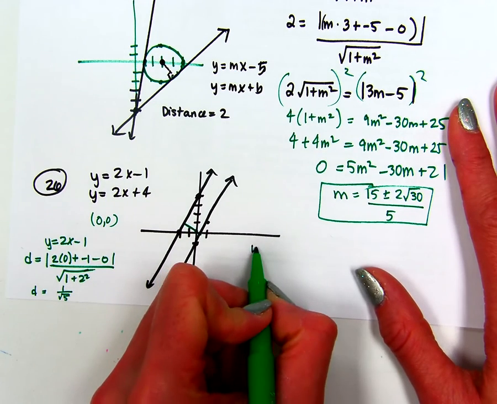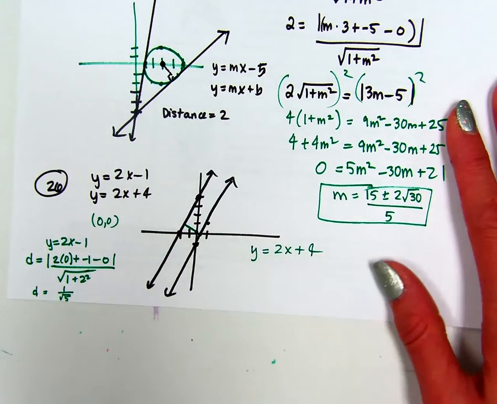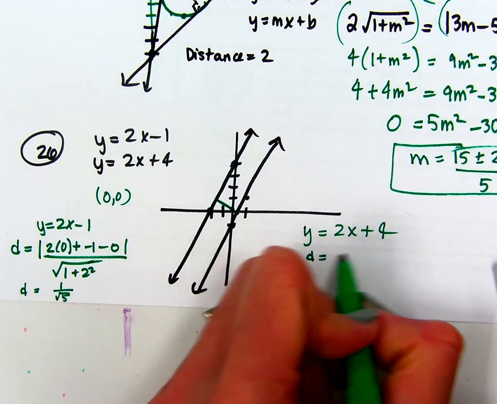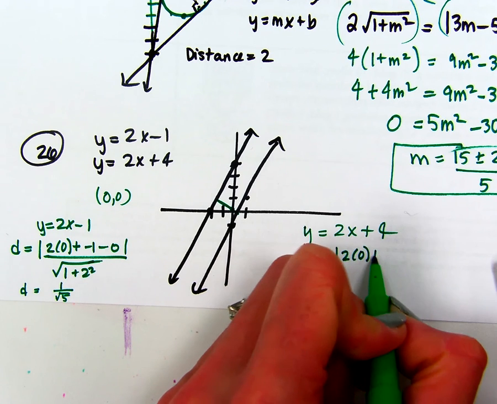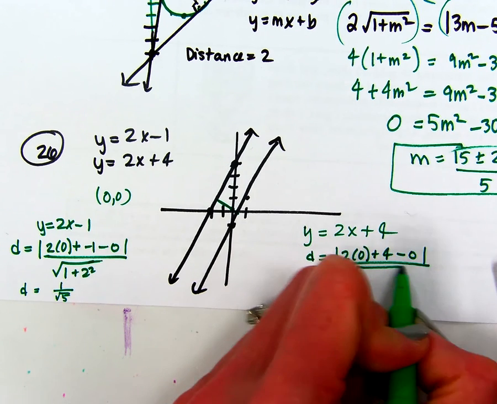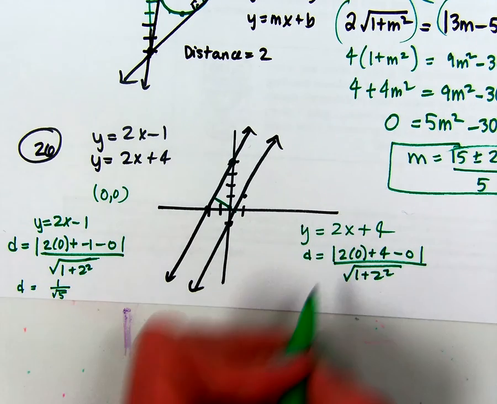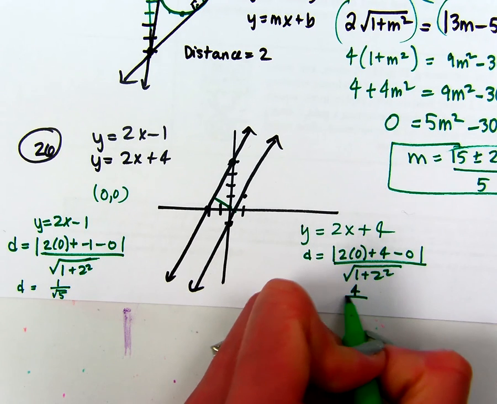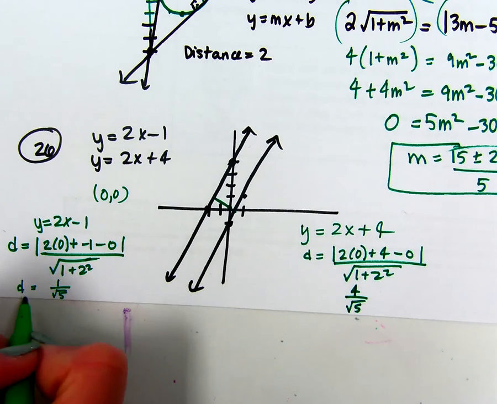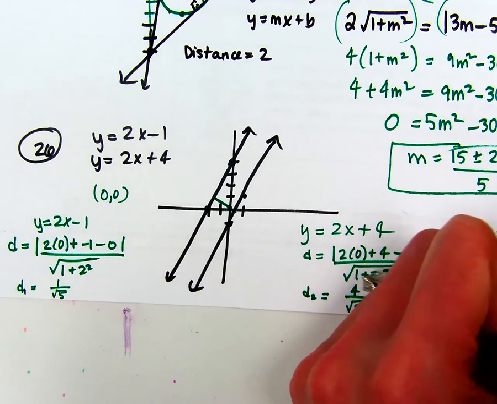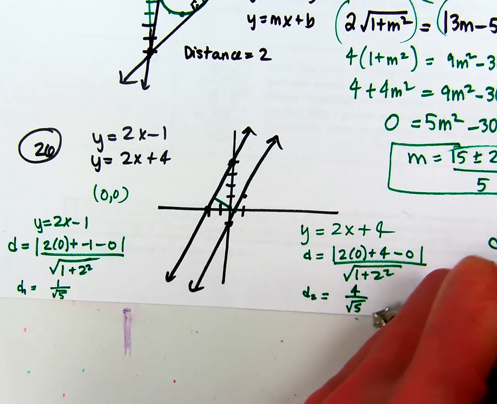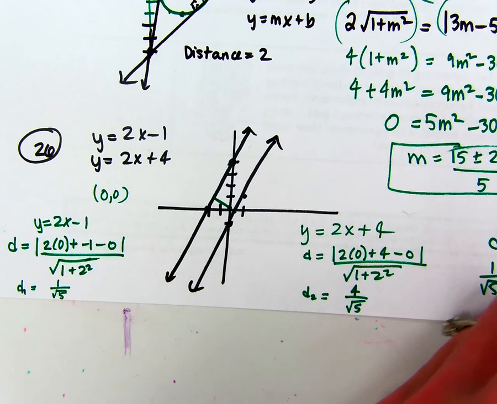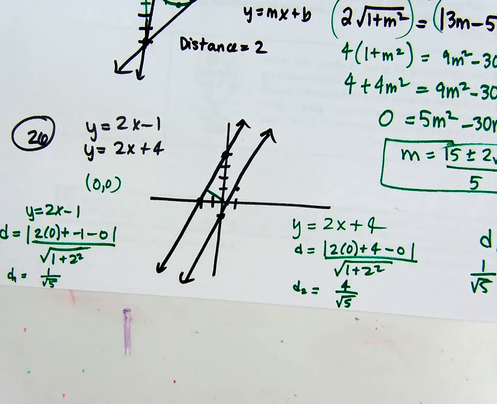And then this one, we've got y equals 2x plus 4. I'll zoom in a little bit. All right, so I want to use the distance equals 2 times 0 plus 4 this time, minus 0, over the square root of 1 plus 2 squared. All right, so we've got 0 plus 4, that's 4. The absolute value of 4 is 4, over root 5. All right, so distance 1 and distance 2, and I want to add the 2 distances together, so I've got 1 over root 5 plus 4 over root 5, which is 5 over root 5. And you can rationalize that if you want, or you could just leave it like that.